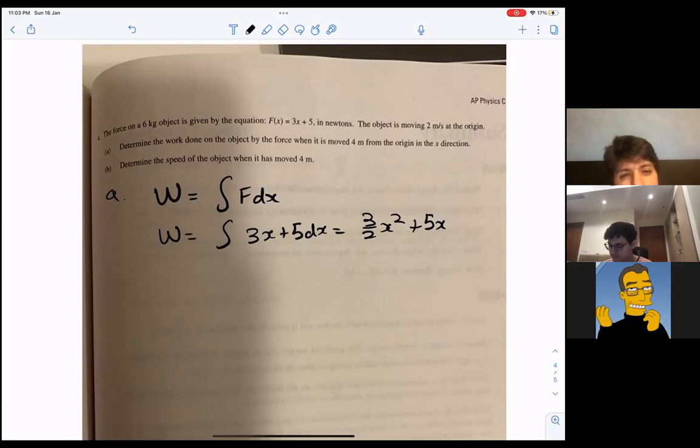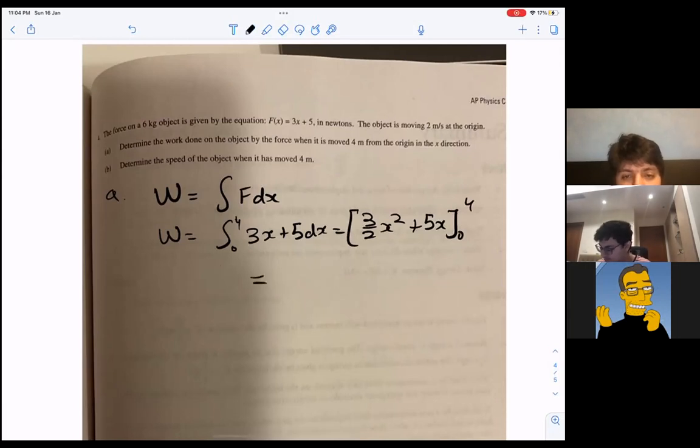Yeah, and then you can just plug in 4 for x, I guess. Yeah, so w of 4, because it moves 4 meters from the origin. Yep. So actually, the correct way to write this is just a faster way, but it would be from 0, because that's the origin, to 4. Yeah. And so that's why it's a definite integral. So let's write it that way, actually. That is better for your understanding.